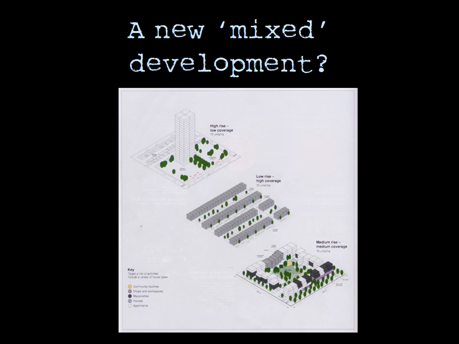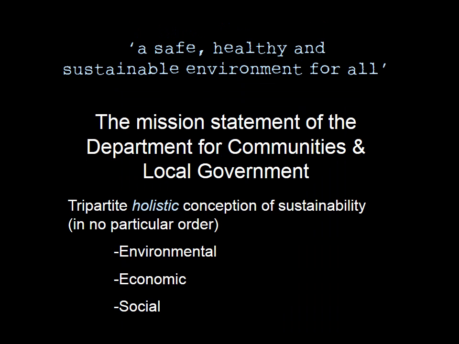Four, five stories, relatively high-density housing, but quite a bit of open space, and also mixed use within it. So not just residential, but a mix of workspaces, leisure, retail, and so on. And that becomes a new kind of ideology in the post-97 period. The Department of Communities and Local Government had as its mission statement at this time a safe, healthy and sustainable environment for all, and starts to have this notion of sustainability absolutely at the core of its business, talking about it as a three-legged stool, a tripartite holistic conception of sustainability, mixing together environmental, economic and social factors.